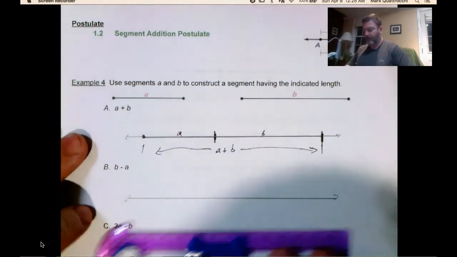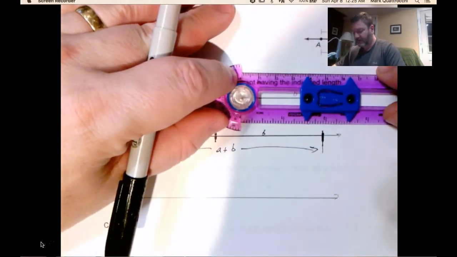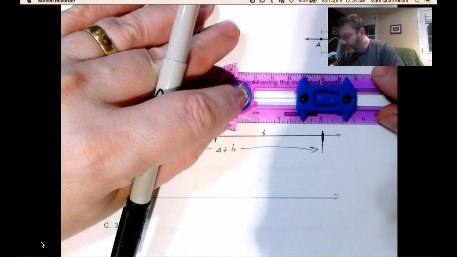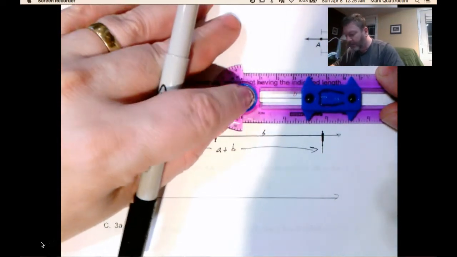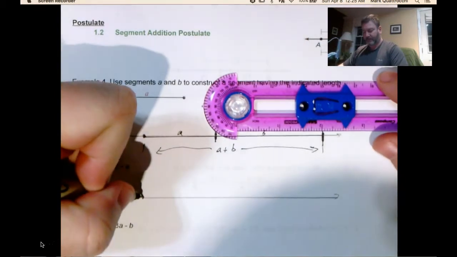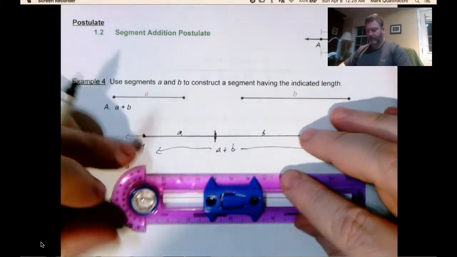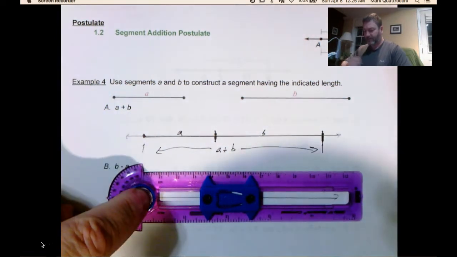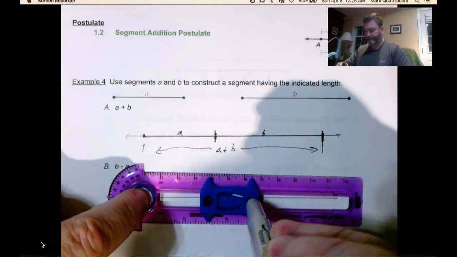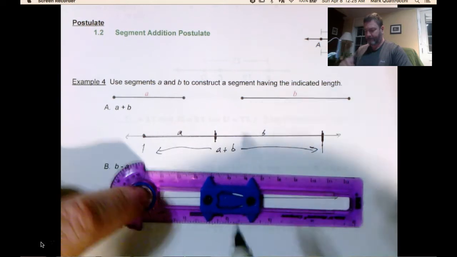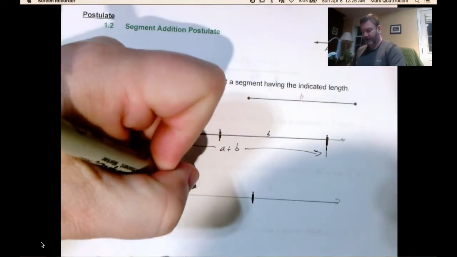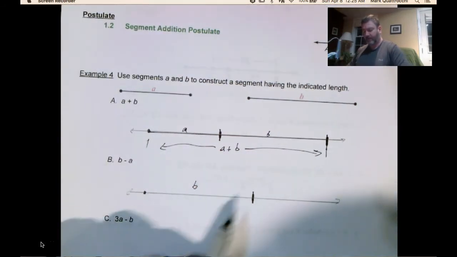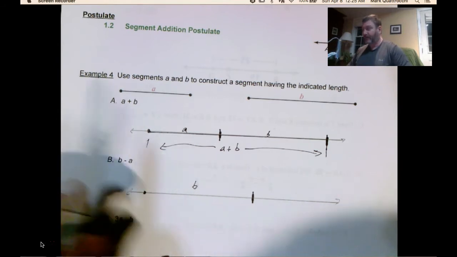And again, I'm going to make a copy of B. This should still be set to the length of B. And it is. I need a point to start from. We're going to make a copy of B. So this is B. And then from either here or here, I need to make a copy of A.